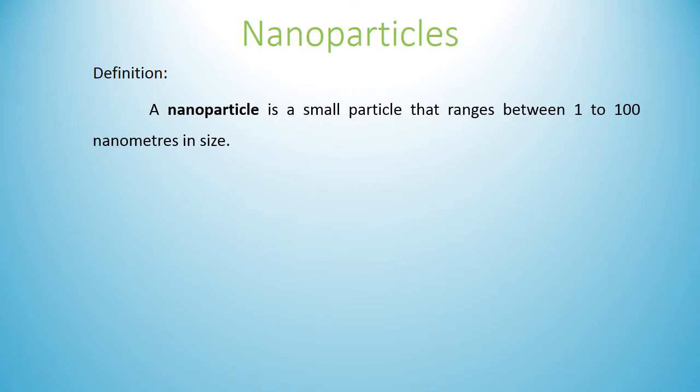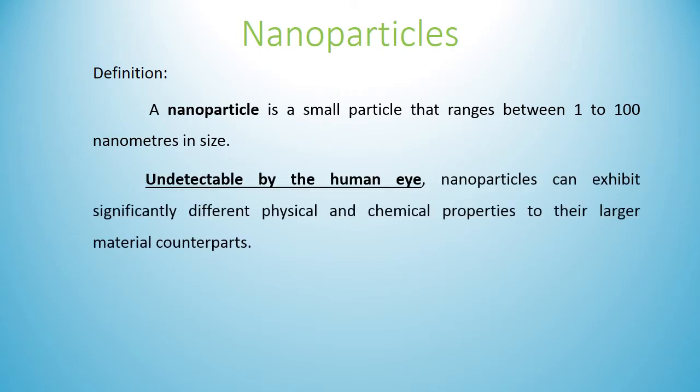It is in nanometer size, which is not visible with our naked eye. We need a microscope, that is a high resolution microscope. It is undetectable by the human eye. So if it is undetectable by the human eye, then how is it detectable?